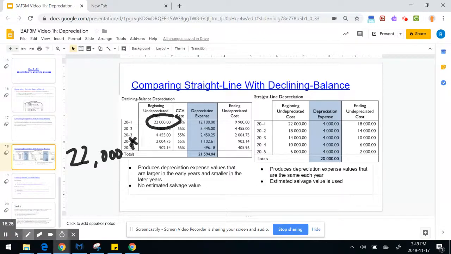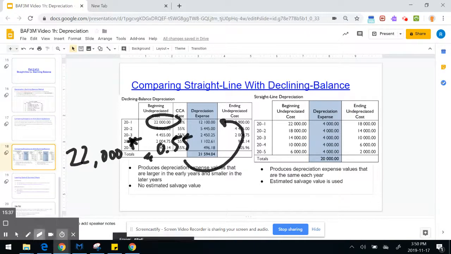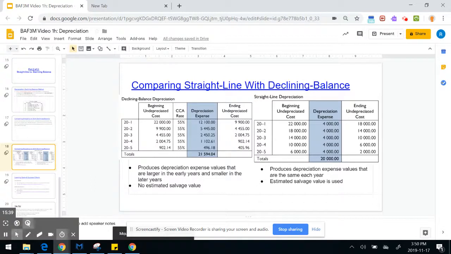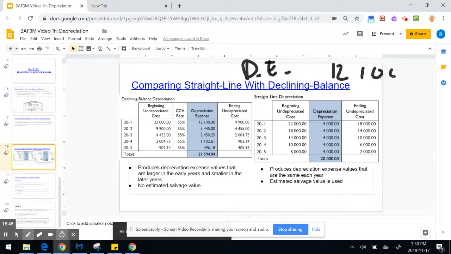To calculate depreciation for the first year, you're just going to multiply it by 0.55. All right. So the first year, 22,000 times 0.55, as you can see, is $12,100. So your journal entry for year one would just be the same as with straight line. Depreciation expense for $12,100. Okay. And accumulated depreciation for $12,100.